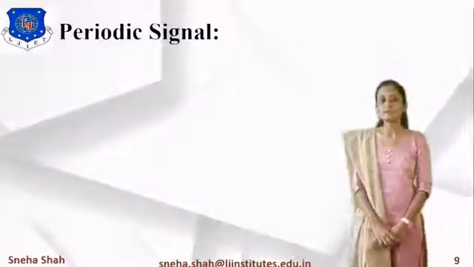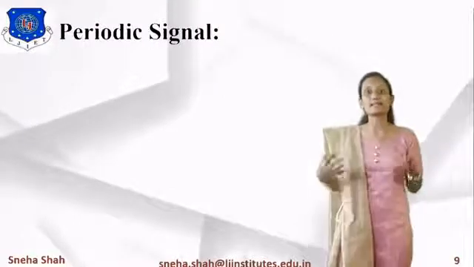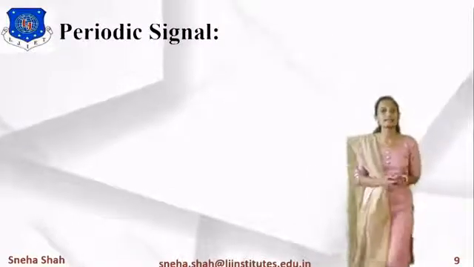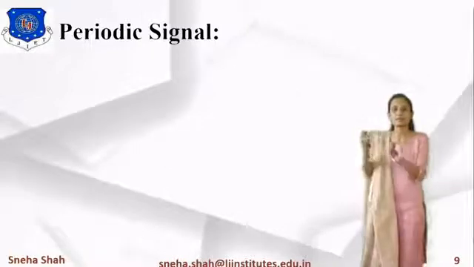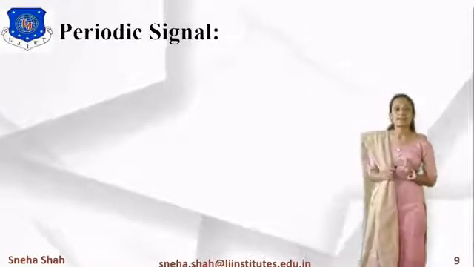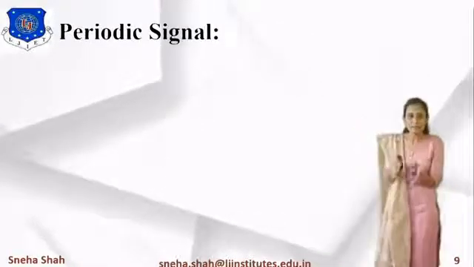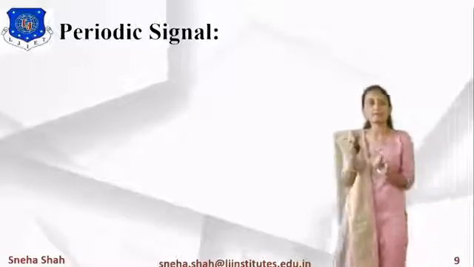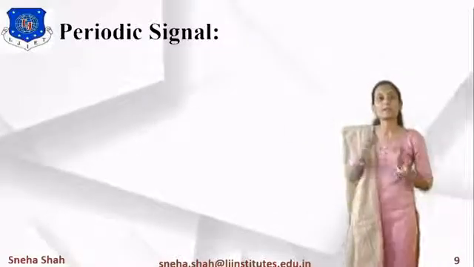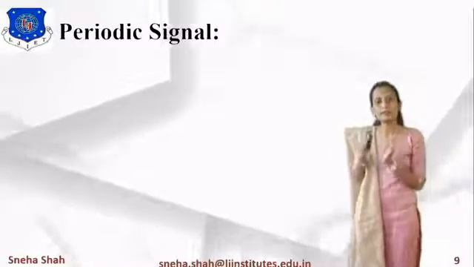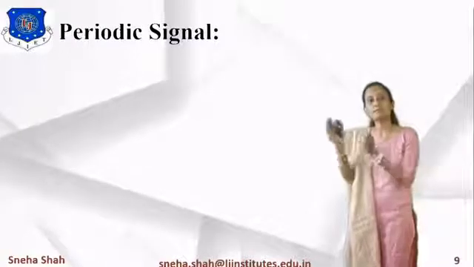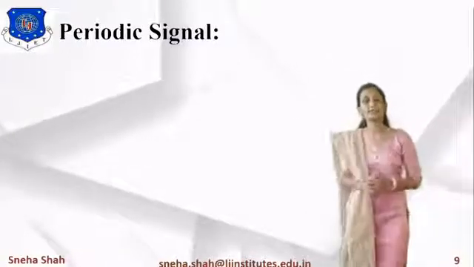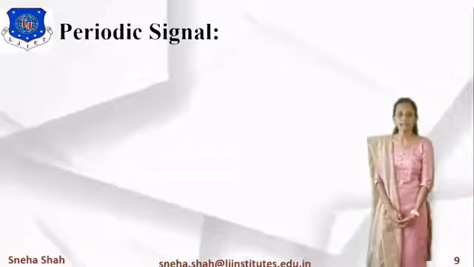Now the next type of signal is periodic signal. Now what is periodic signal? Periodic signal means it is one kind of signal which will repeat over a finite duration. After a fixed time duration, it will be in the repeating form, repeating for the entire range. So it will be considered as periodic signal.